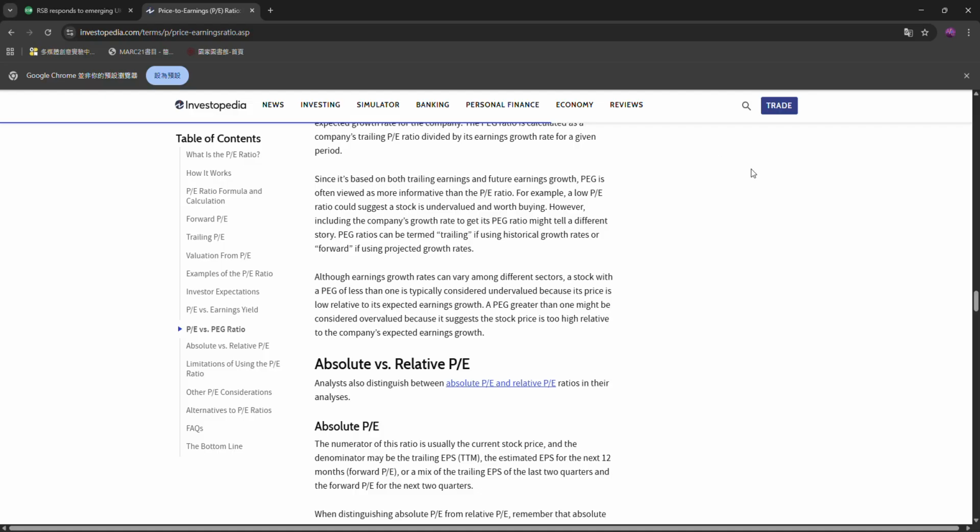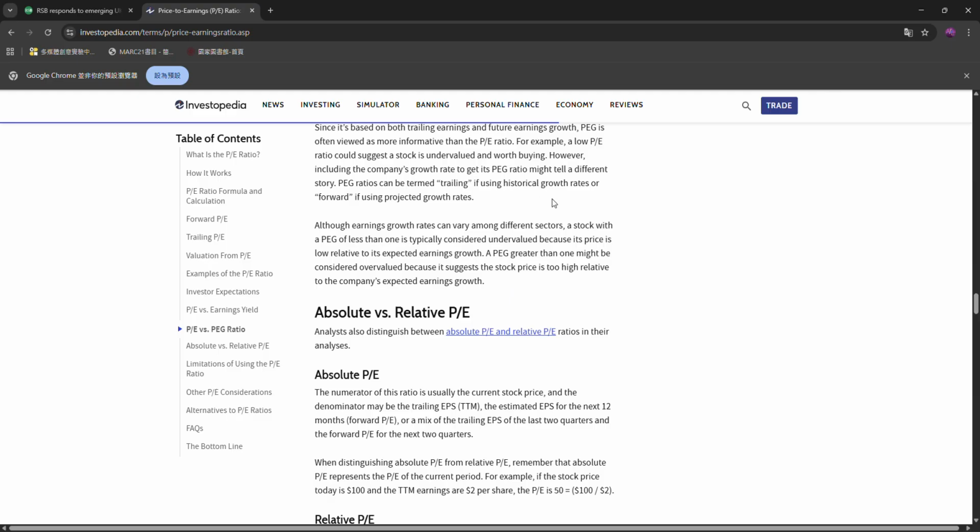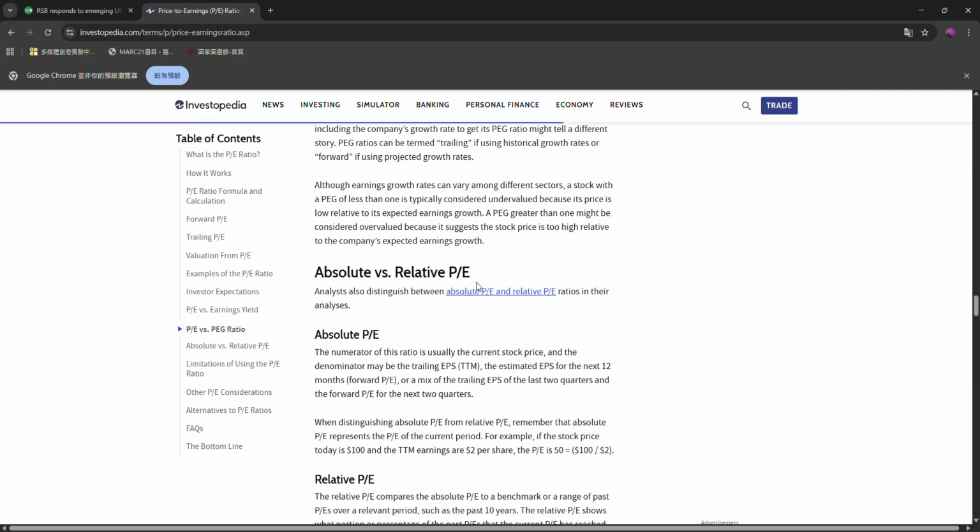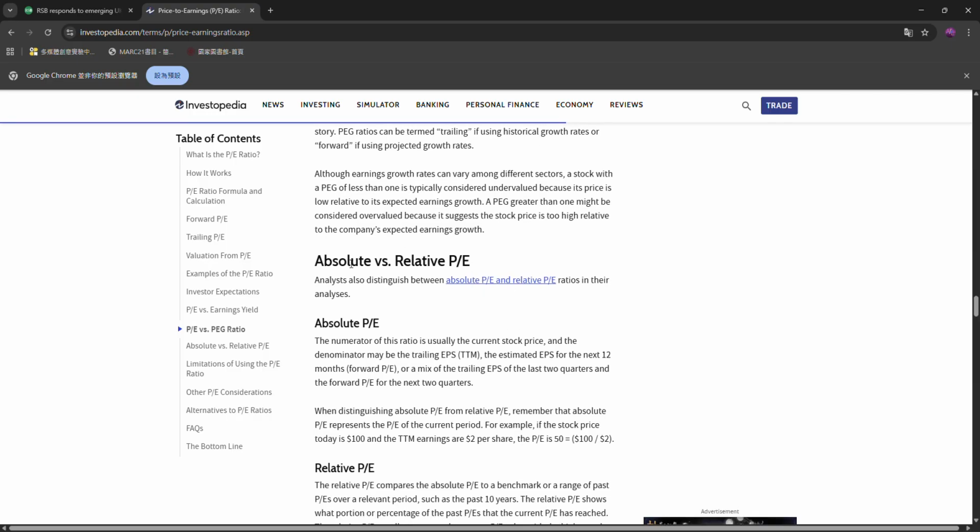Also, earnings growth rates can vary among different sectors. A stock with a PEG of less than one is typically considered undervalued because its price is low relative to its expected earnings growth. A PEG greater than one might be considered overvalued because it suggests the stock price is too high relative to the company's expected earnings growth.